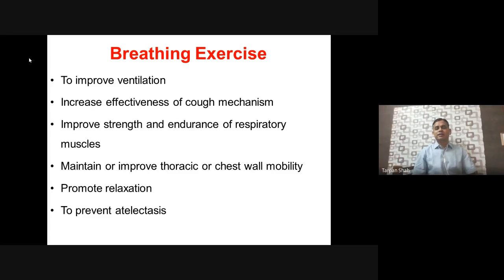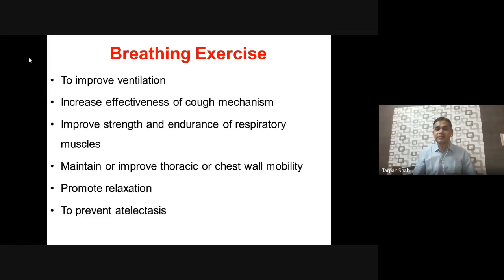Okay. Now let us come to the very commonly used techniques in chest physiotherapy, that is breathing exercises. We have so many different types of breathing exercise. Just to name a few: pursed-lip breathing exercise, glossopharyngeal breathing exercise, diaphragmatic breathing exercise, segmental breathing exercise, Lamaze breathing, Buteyko breathing, and many more.